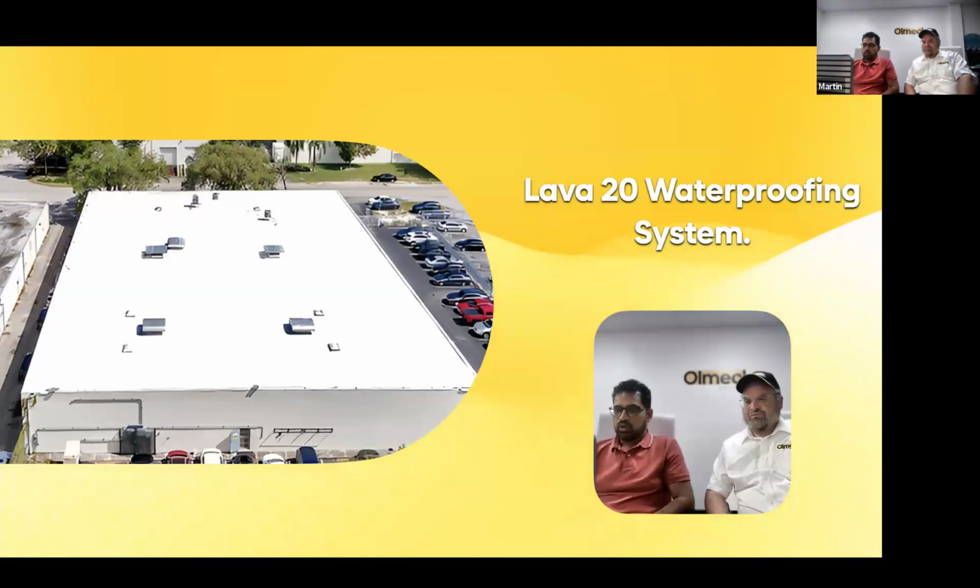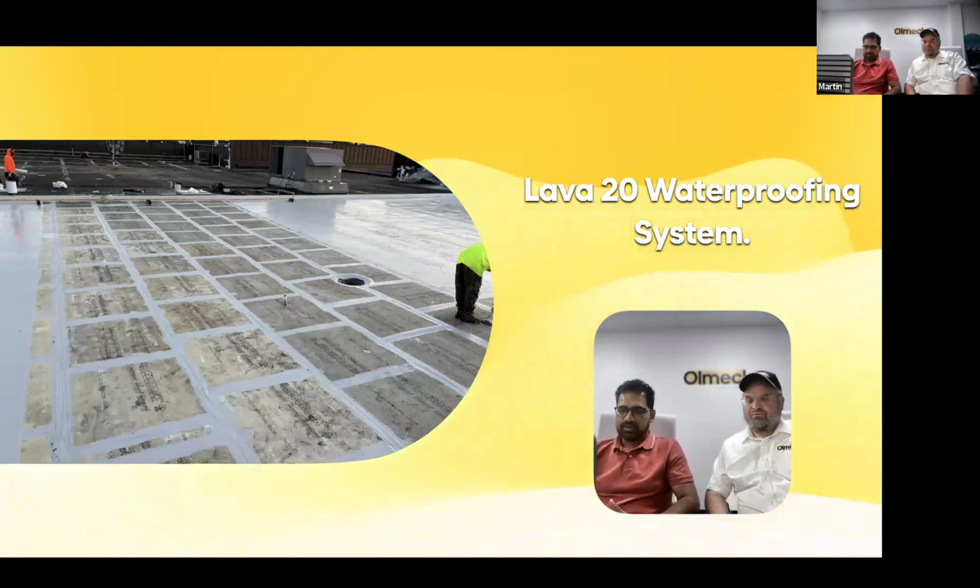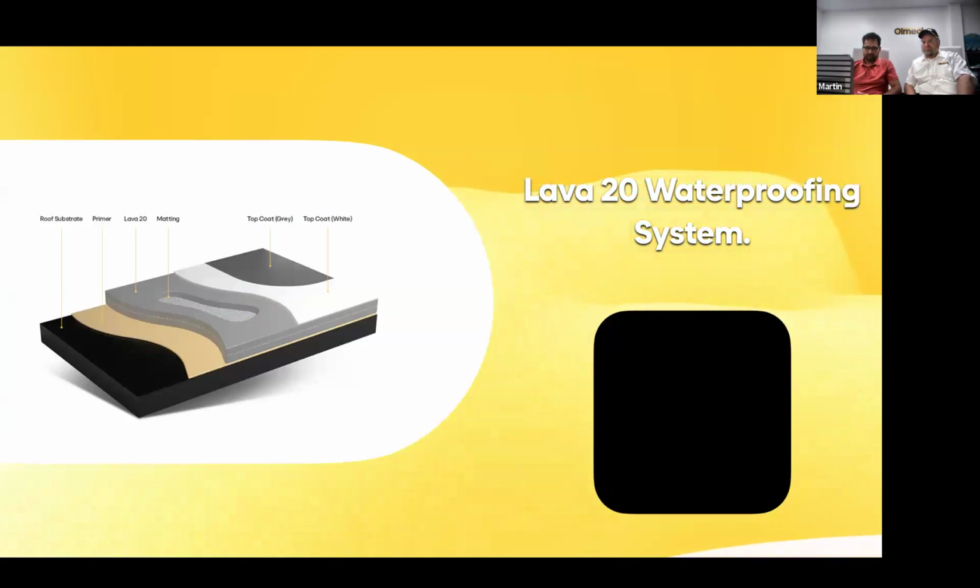And we have detail membrane, which is basically like an emergency repair kit system to prevent any leaks for the time being. And then with our system, you go on top with the Lava 20 system. And our system can go on any surface, whether it's TPO, SBS system, or concrete deck systems.